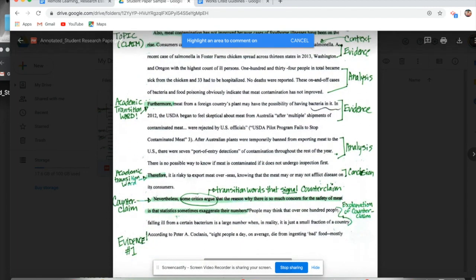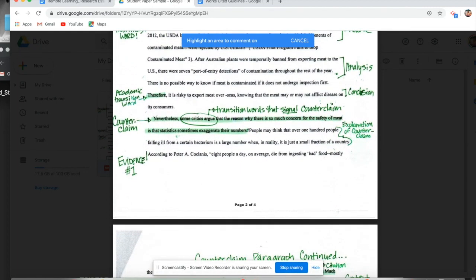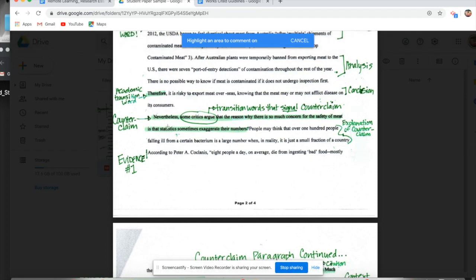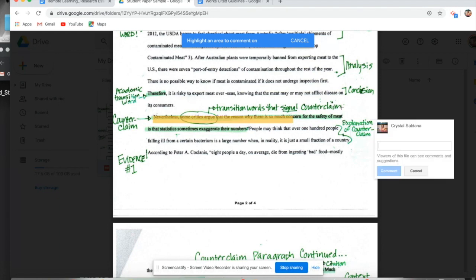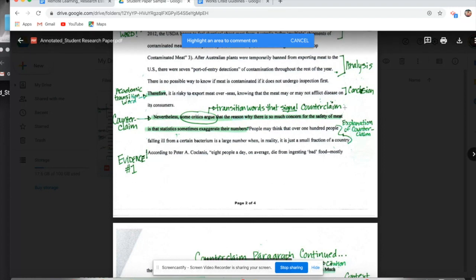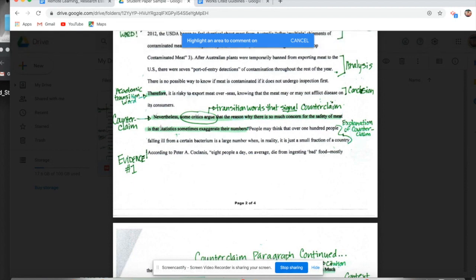Okay. I'm going to go into the counterclaim paragraph, which is this one right here. And notice I said counterclaim. And what she did was so skilled. She used the word "nevertheless." "Nevertheless, some critics argue that..." The reason that transition word, I agree with my little annotation there, is that transition words signal a counterclaim. Yeah. If you don't have a transition word like that, I don't know that you're presenting evidence that is against your claim. And I love that she said "some critics argue." That's a great way to do it.